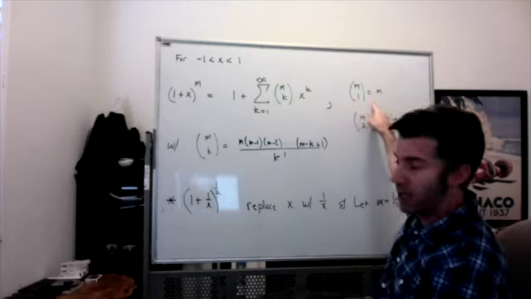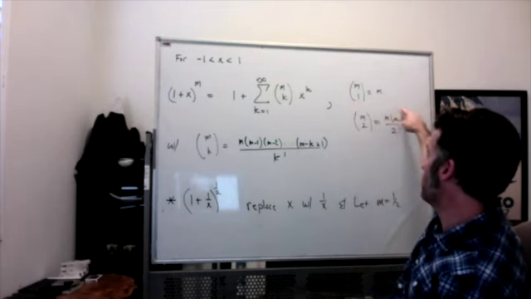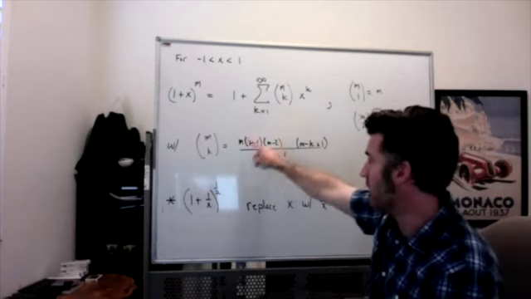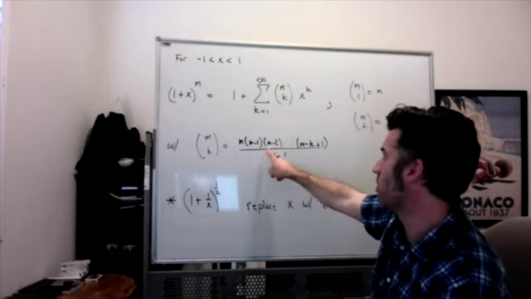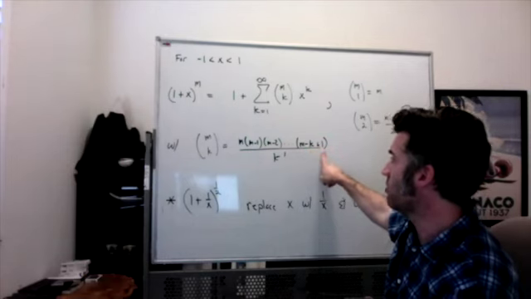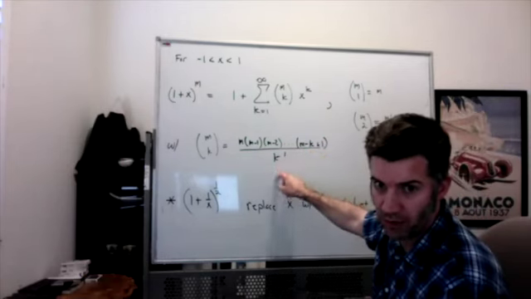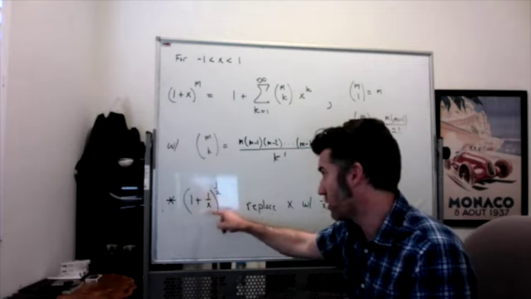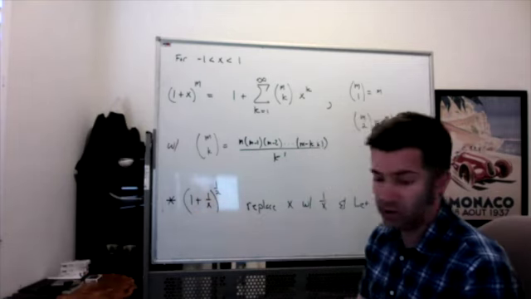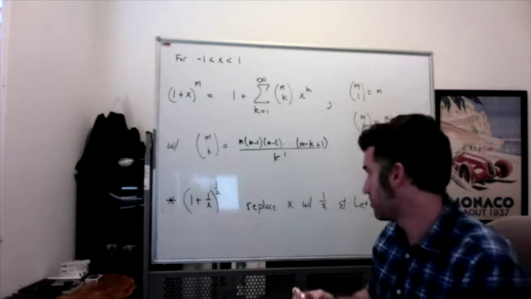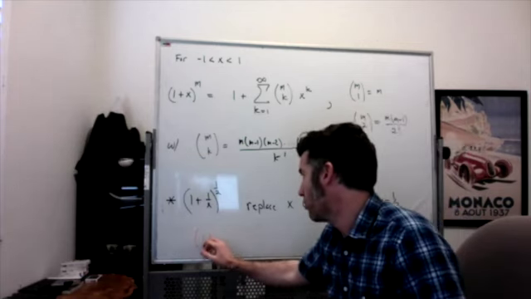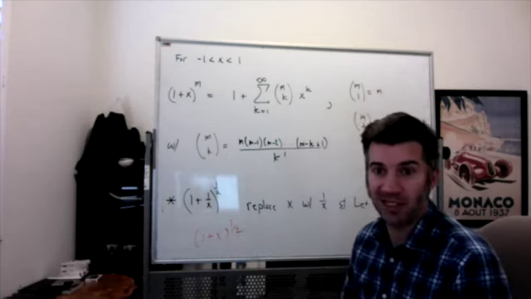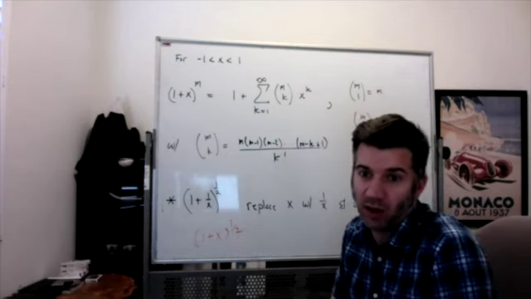M choose 1 is m, m choose 2 is m times m minus 1 over 2 factorial. And basically, m choose a number is m times m minus 1 times m minus 2 all the way down to m minus that number plus 1, over that number factorial. So here's what we're going to do. To figure out what (1 + 1/x)^(1/2) is, we're going to first just do (1 + x)^(1/2), and then we're going to replace the x with 1 over x.